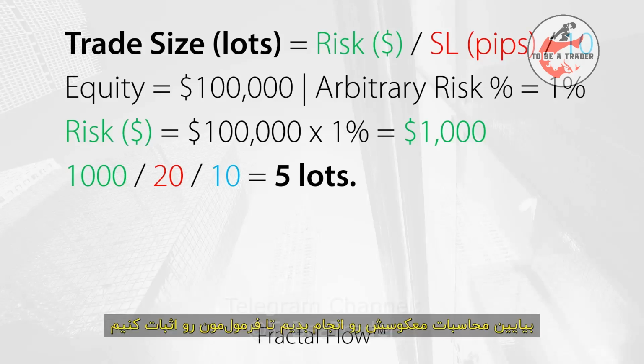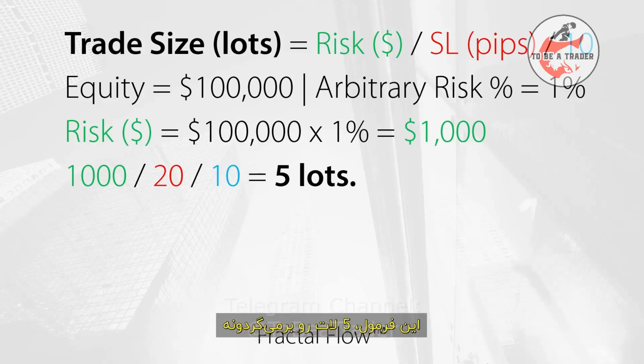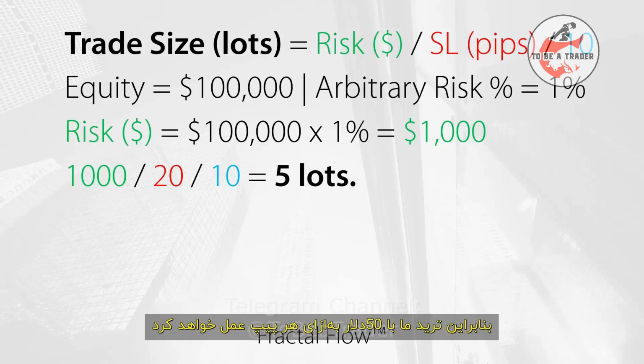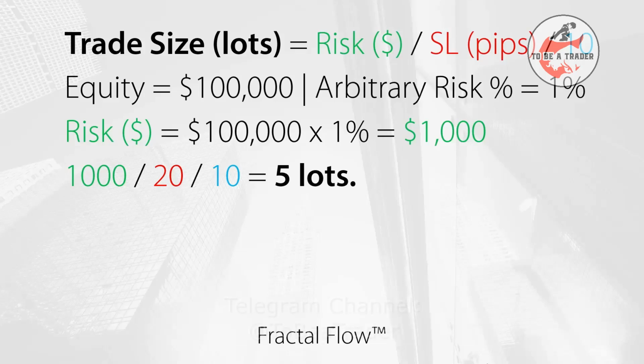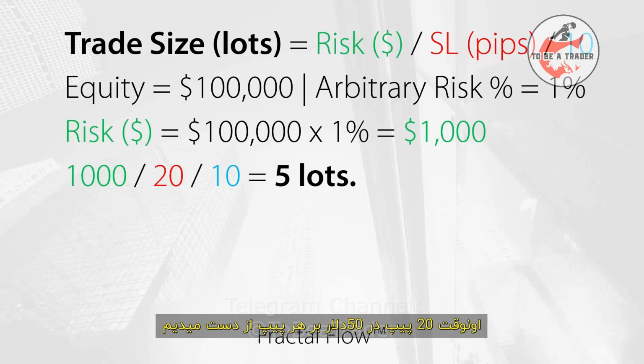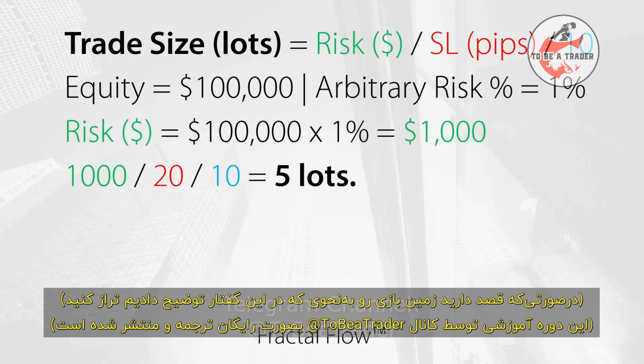Let's do the reverse calculation to prove our formula. We know that one lot gives us $10 per pip. The formula returned 5 lots, so our trade would function with $50 per pip. If we got stopped out, we would lose 20 pips at $50 per pip, which gives us a $1,000 loss, which is 1% of our equity. This is how you can quickly calculate the size of your trades if you wish to level the playing field in the way that we described in this lecture.